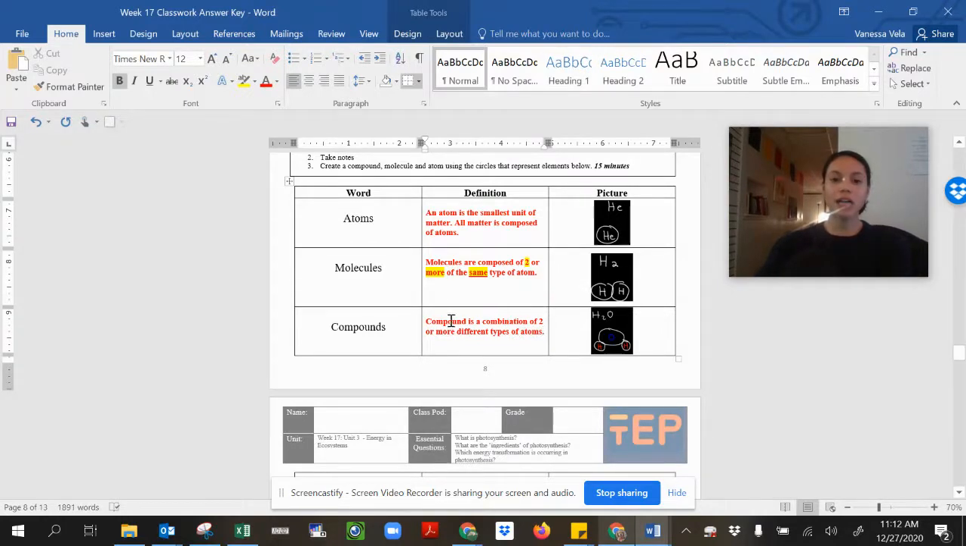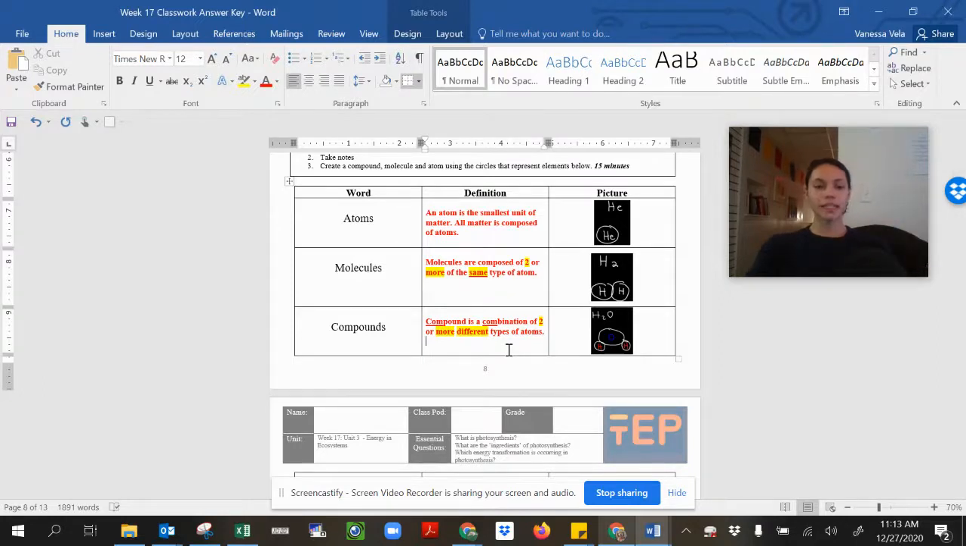I like to think of compound, C-O-M, and combination, C-O-M. See what I did there? That's how I remember it, because it's a combination of 2 or more different atoms. This is where a compound is different than a molecule, because it's two or more different types. It's like a combination of something. Okay, so making sure that you pause this and write it down.